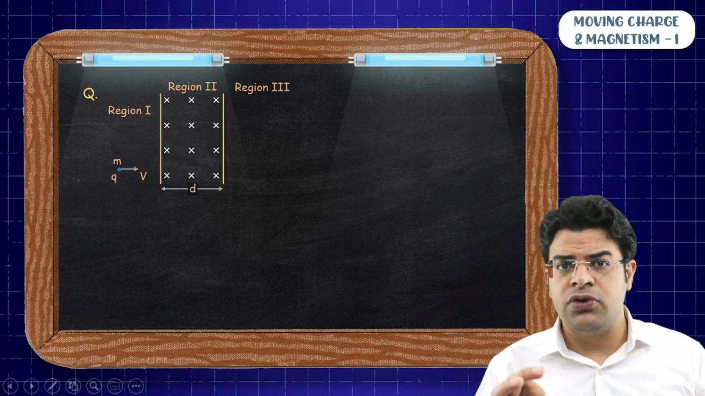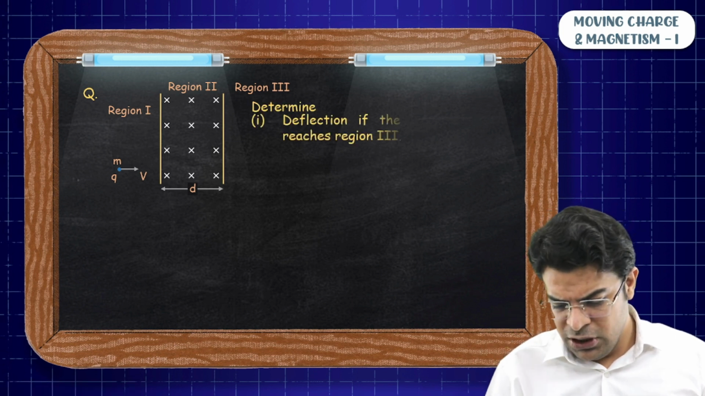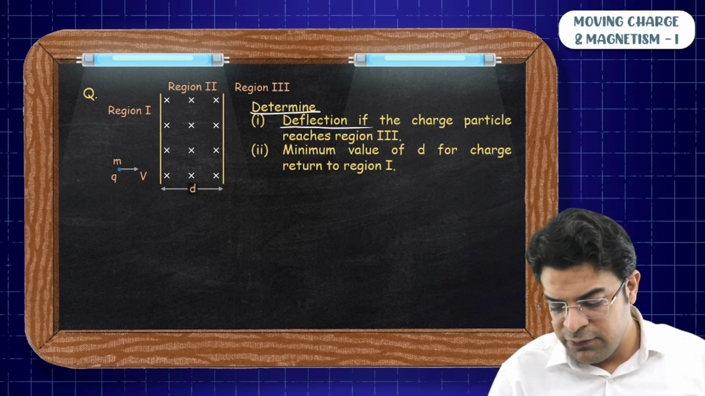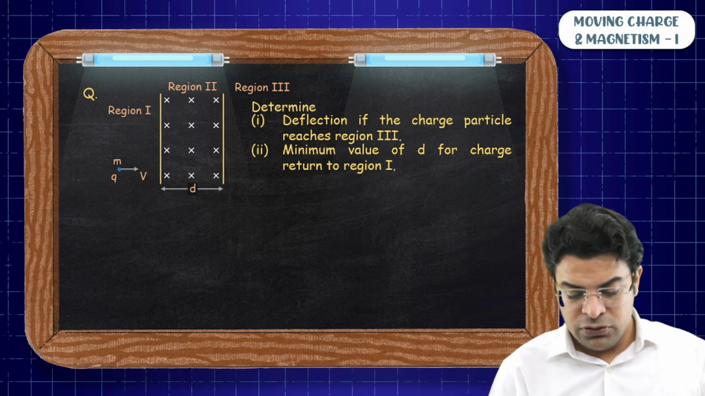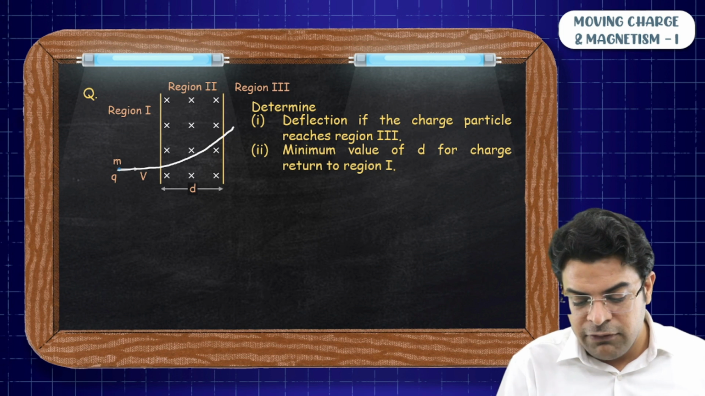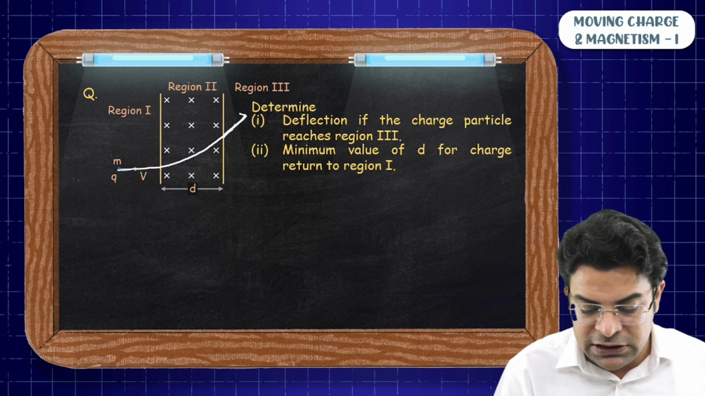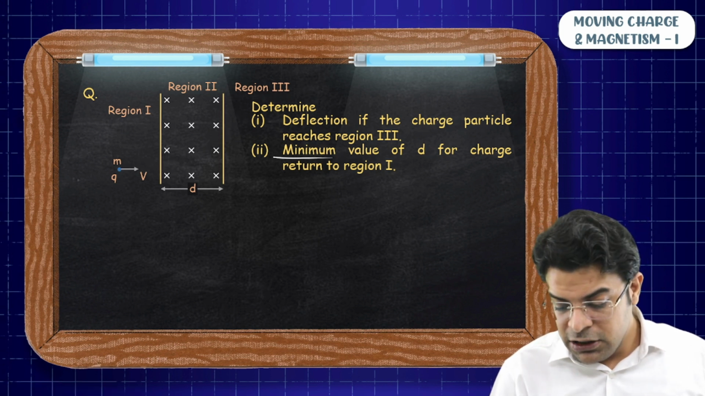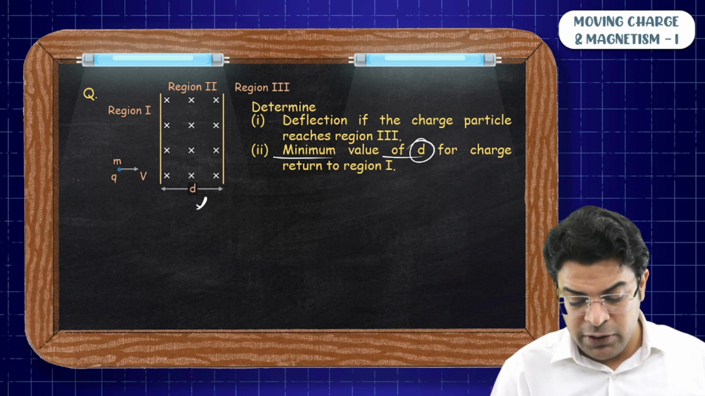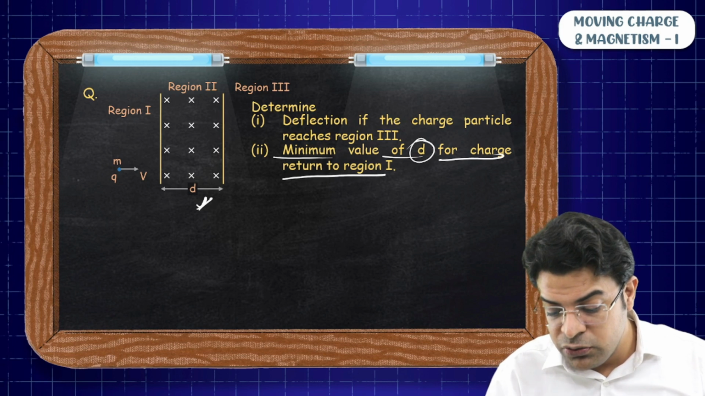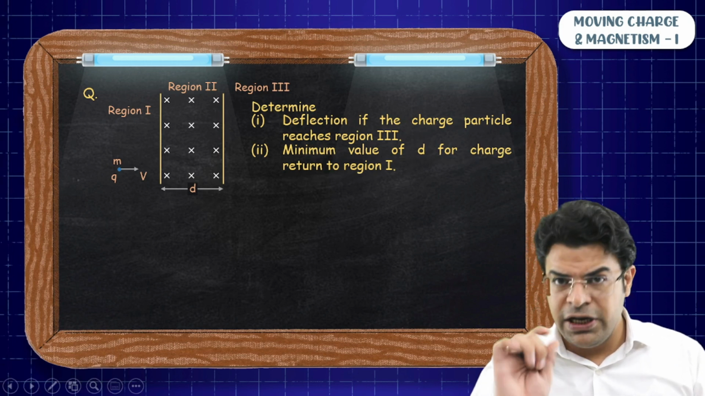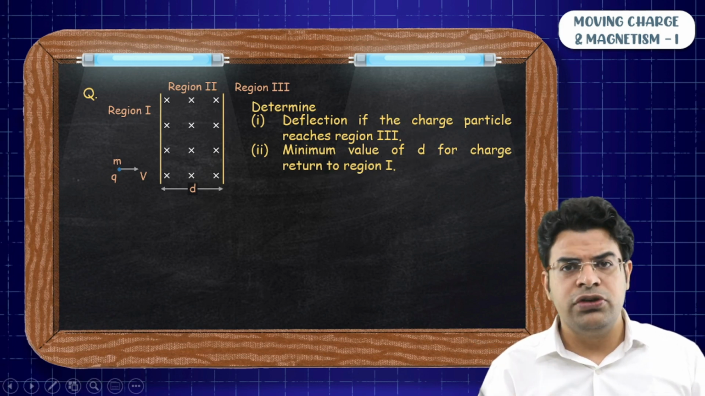So you need to solve the following things in this question. First, determine the deflection if the charged particle reaches region 3. What will be the deflection in the velocity if the charged particle reaches region 3? Second part, the minimum value of d, the minimum value of the thickness of region 2, for the charge to return to region 1. So you need to solve both the parts. Let's do them one by one.